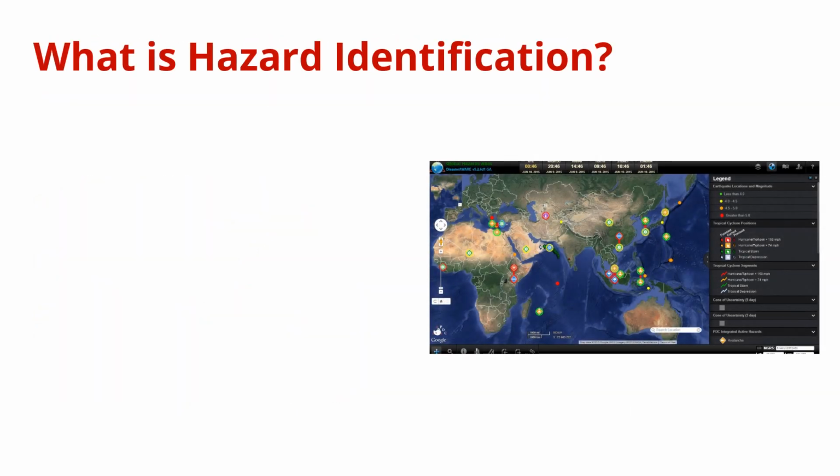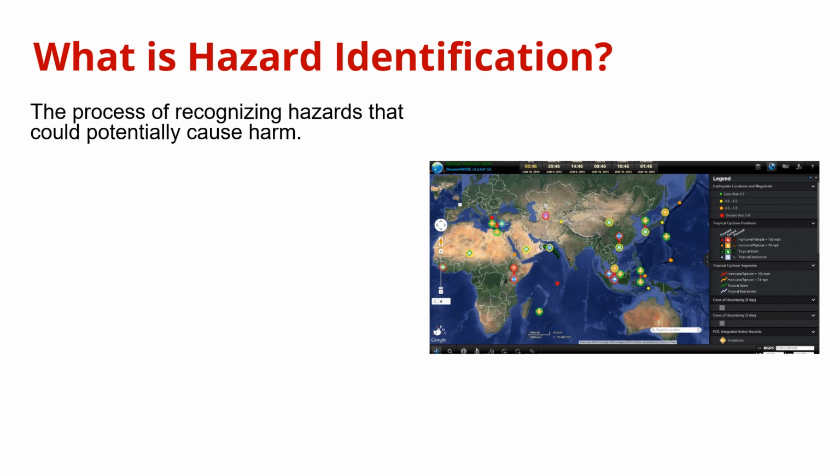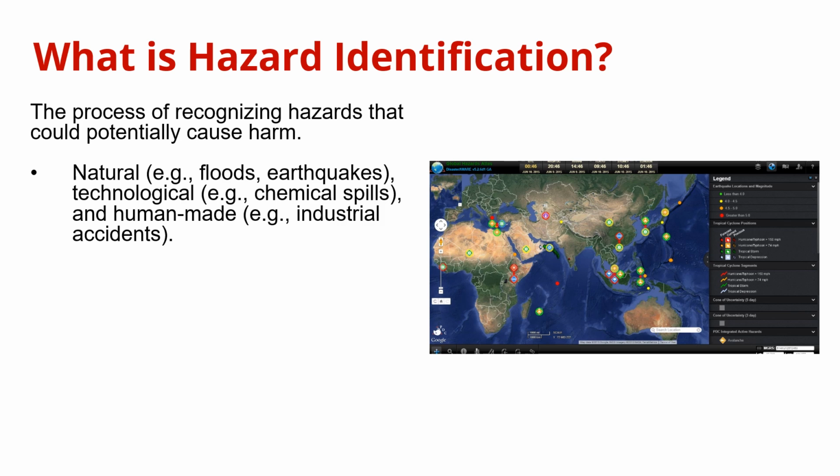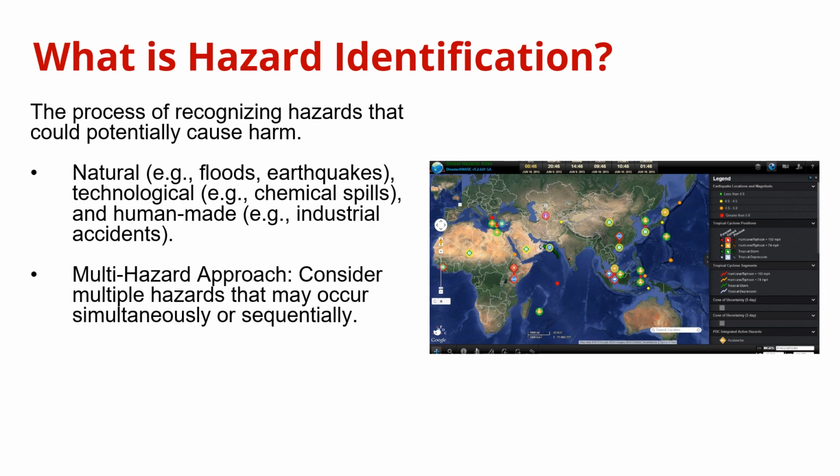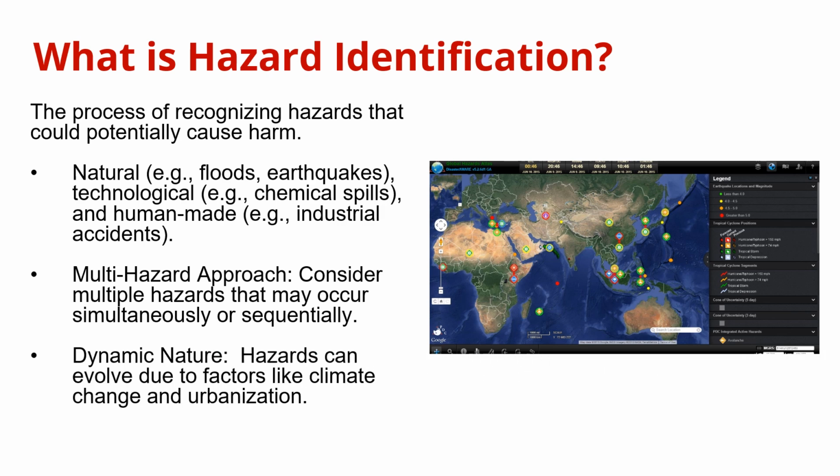Hazard identification is the process of recognizing hazards that could potentially cause harm to people, property, and the environment. Hazards can be natural, such as floods or earthquakes, technological, such as chemical spills or industrial accidents, and human-made, such as conflict or terrorism. In a multi-hazard approach, we must consider the possibility of multiple hazards occurring at the same time or in sequence. It's also important to remember that hazards are dynamic and can evolve due to factors like climate change or urbanization, requiring continuous monitoring.